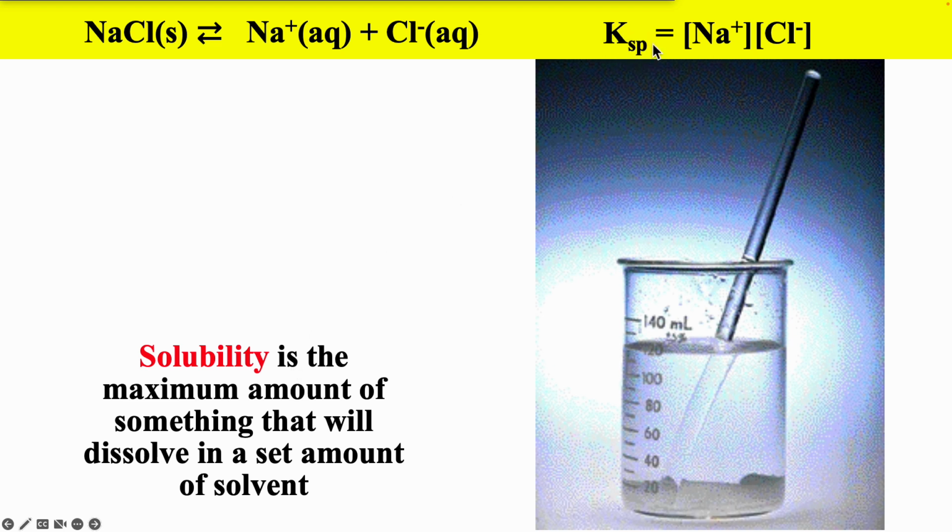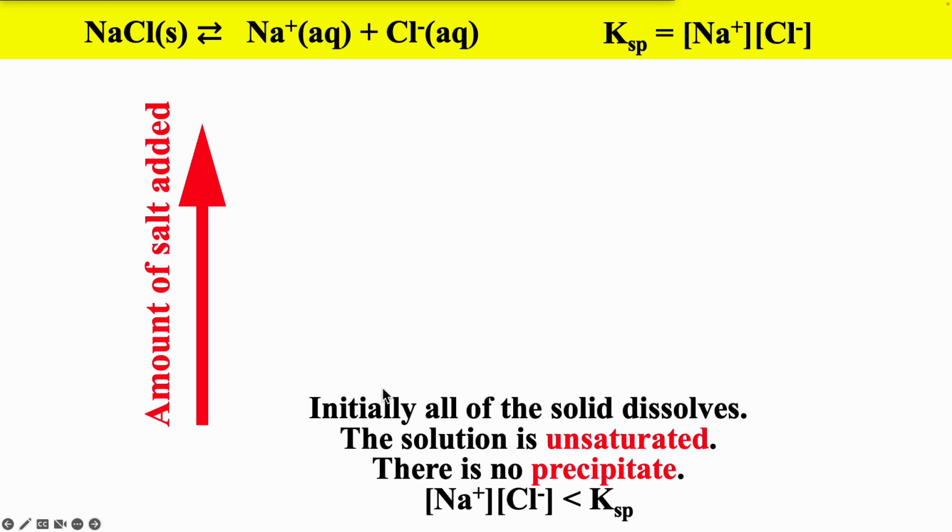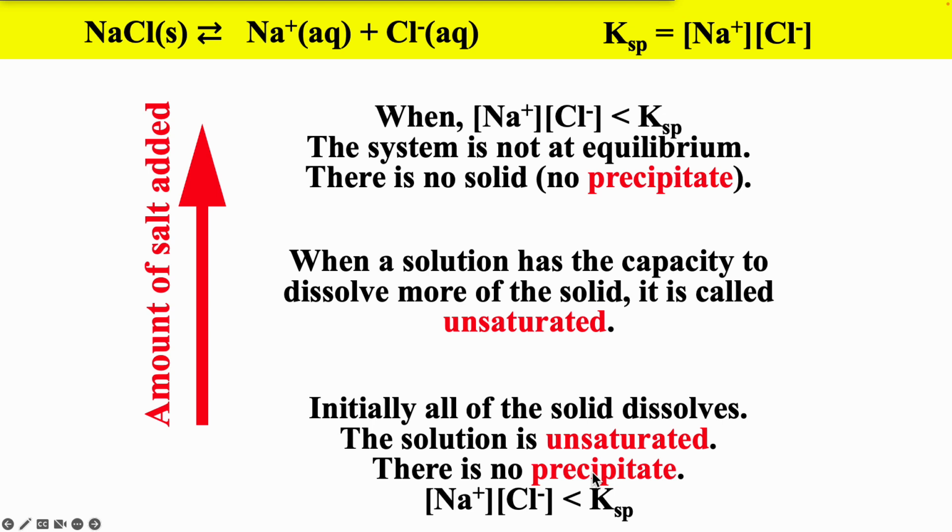The solubility product constant is the equilibrium constant for an ionic solid dissolving. Please make sure you understand the difference between the two. Initially, all of the solid dissolves. The solution is referred to as being unsaturated because we haven't reached the limit, and there is no precipitate, no solid. Whenever the sodium ion concentration times the chloride ion concentration is less than the Ksp, the system is not at equilibrium. There is no solid, no precipitate.